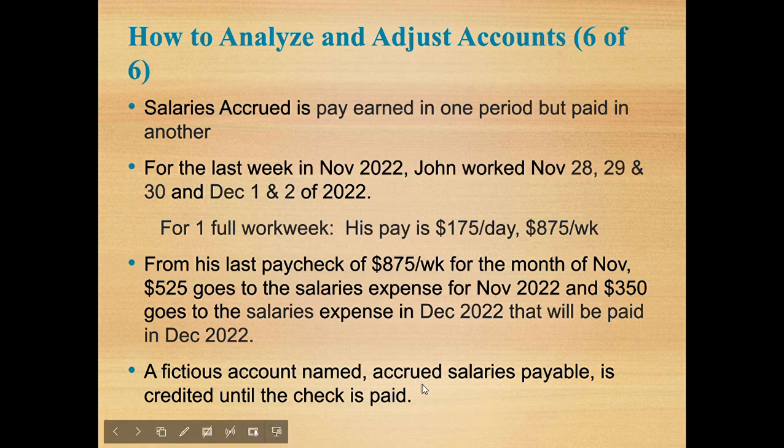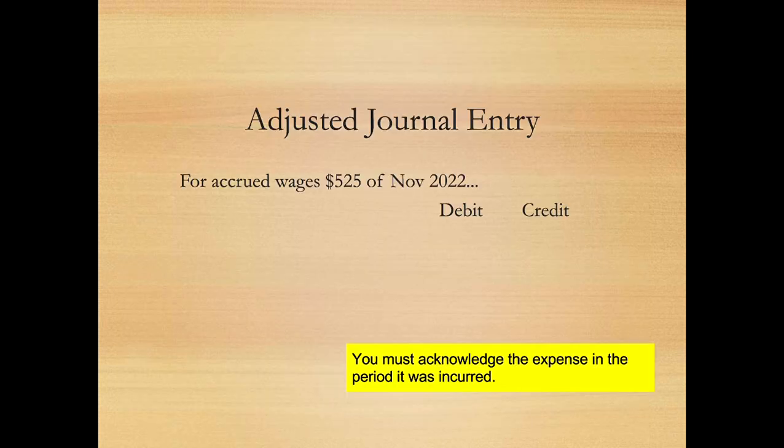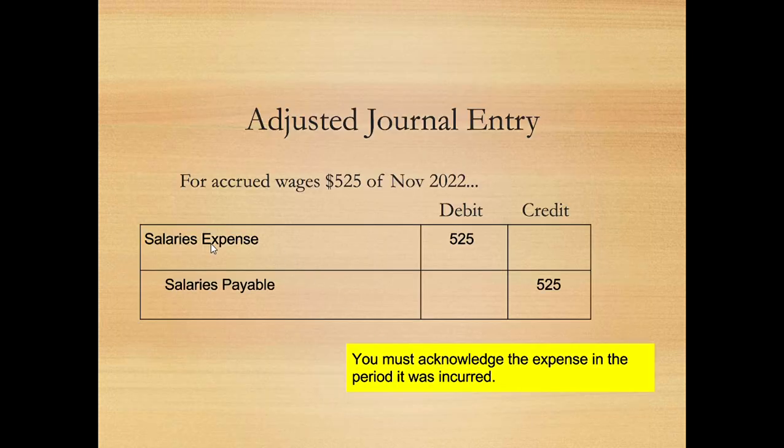So what happens is we need to put in this journal entry. We're going to take salaries expense and debit it $525. And then we're going to take salaries payable. Again, this isn't a real liability, but we're only doing this so we can acknowledge those 3 days that are actually getting paid in December. And we're going to credit it $525. And again, my last note to you is the reason why we do this is because you must acknowledge the expense in the period it was incurred. As I said, that is called accrual accounting.